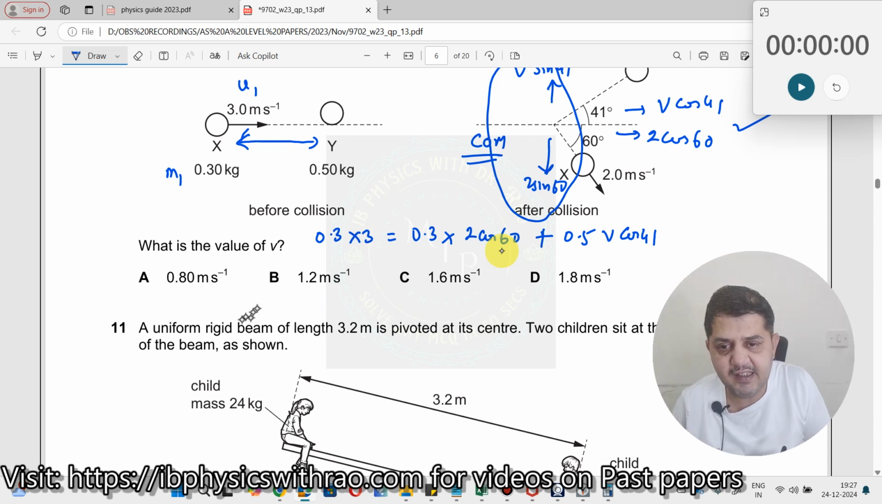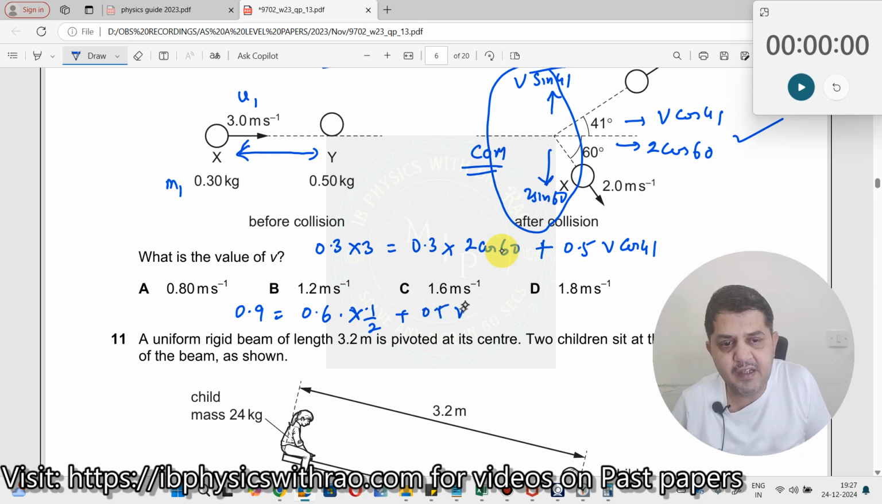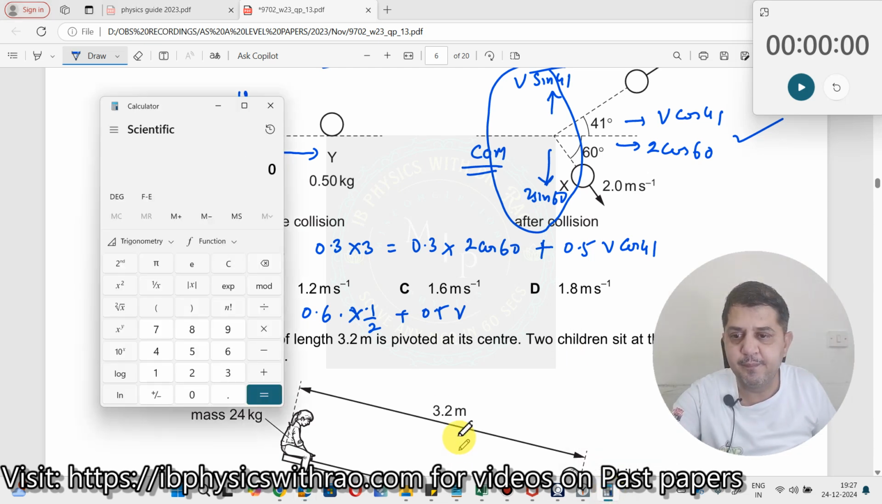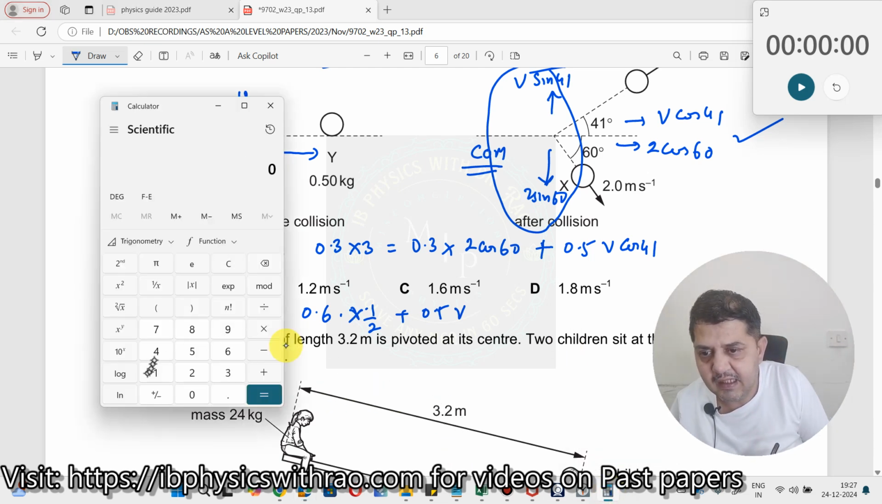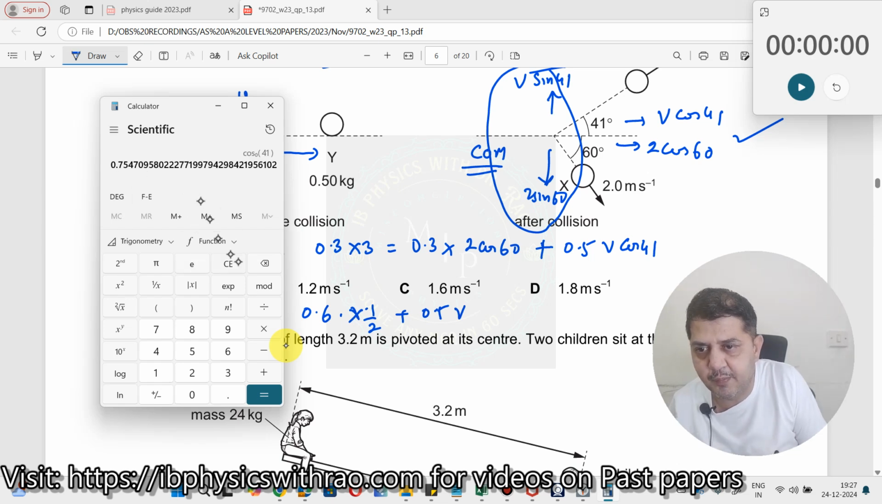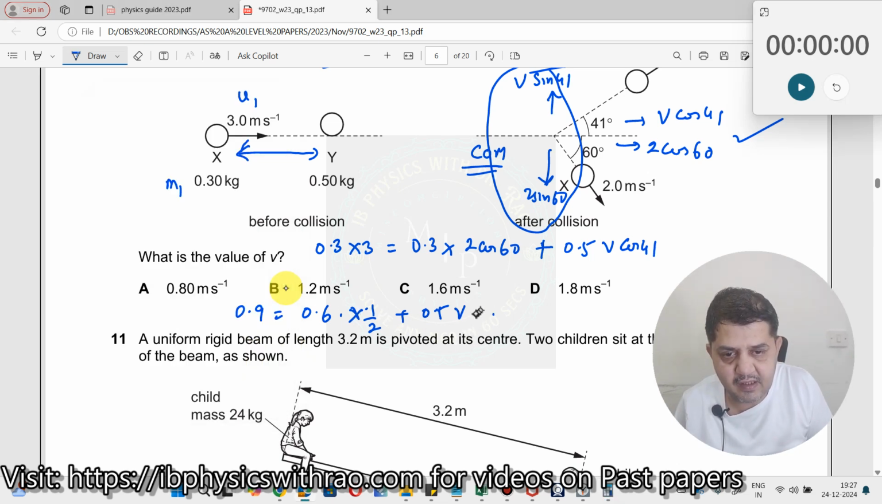Now let us try this one. This should be 0.9 is equal to 0.6 cos 60. What is cos 60? Half, into half, plus 0.5v cos 41. Let me find out what is cos 41. Using trigonometry, cos of 41 should be equal to 0.75. So I will write this as into 0.75.